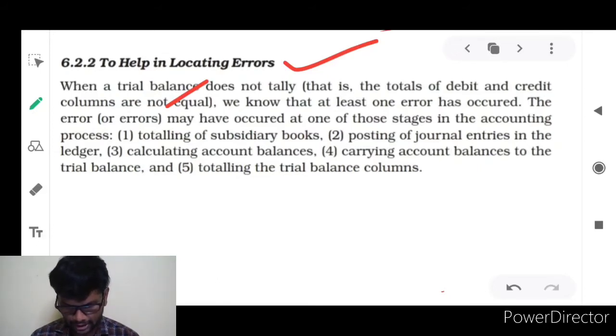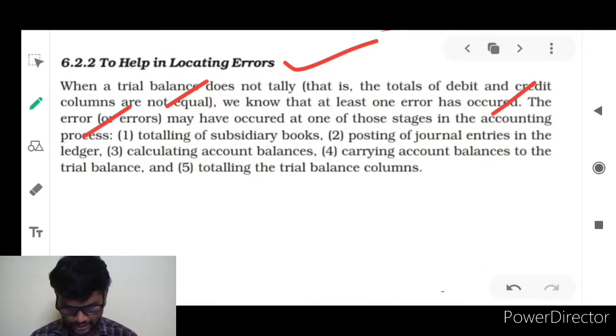We know that at least one error has occurred if the trial balance does not tally. Depending upon the amount, we can come to know where the mistakes have happened. The error or errors may have occurred at one of those stages in the accounting process.